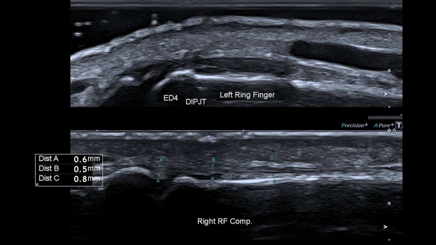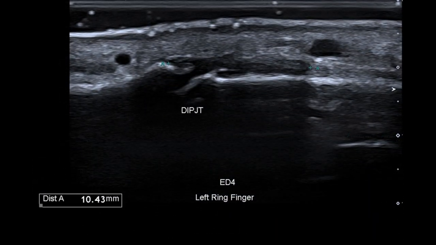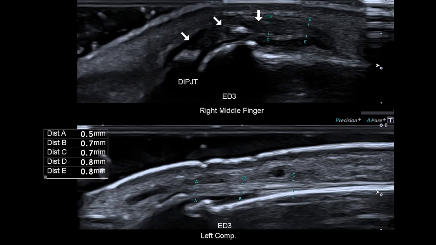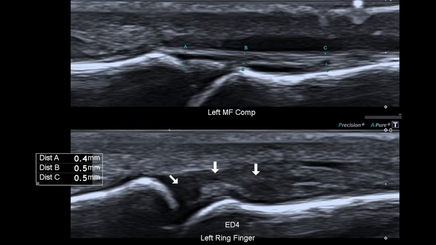And the easiest way to demonstrate this on ultrasound is to use a horizontal split screen. This helps to improve my diagnostic confidence and also helps to show unequivocally the nature of the injury. In this example, we have a mallet finger with a small bony avulsion. And in this case, we've got a mallet finger with no bony avulsion.